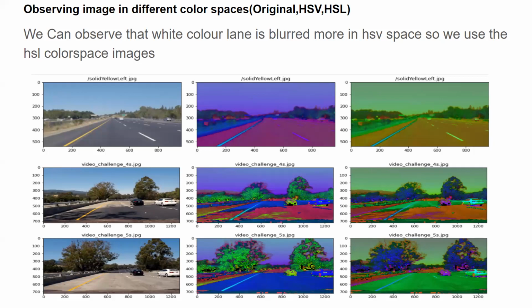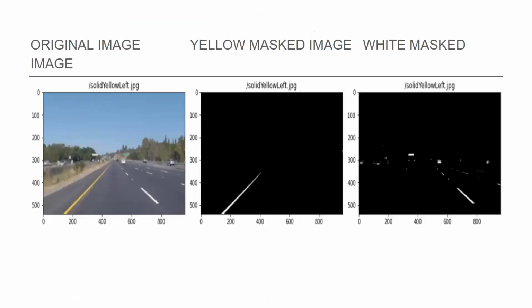So here, in the HSV and HSL color spaces, we observe that in the HSL color space, yellow and white are quite vibrant and quite visible, so that we can detect them. Whereas in the HSV color space, we can't observe and demarcate those lines. They are not very vibrant and popping up. So we'll go ahead with the HSL color space.